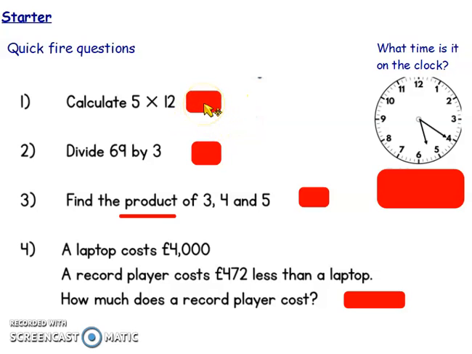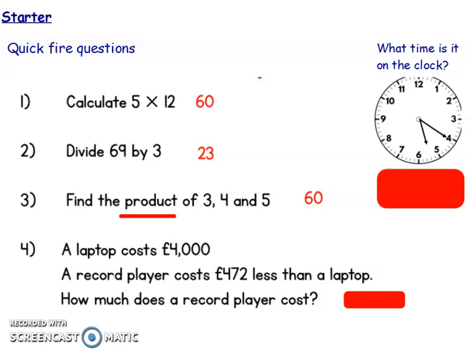5 times 12 is 60. Well done. 69 divided by 3 is 23. Super. Find the product of 3, 4 and 5. Product means multiply. So you needed to do 3 times 4 to give you 12 and 12 times 5 to give you 60. Well done if you got that. If you didn't, you'll need to remember that product means multiply the next time you see that type of question.